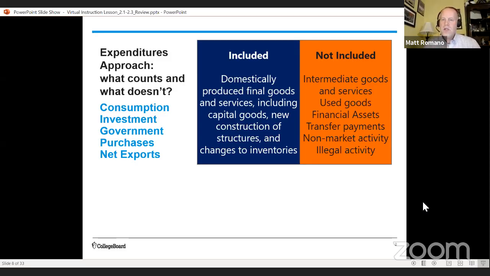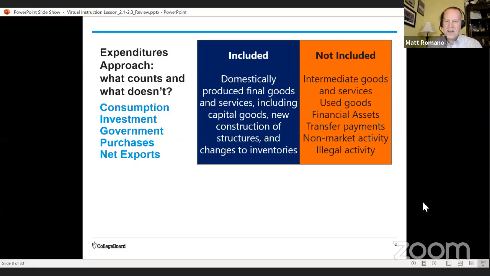What's not included? Well, we already mentioned intermediate goods and services. That makes sense because if you counted intermediate goods and services, now you're double counting a lot of products, and that's going to overestimate GDP. Used goods, that should be obvious. We're looking to see what was produced this year, not what was purchased this year, what was produced this year. So the purchase of used goods will not count towards GDP.